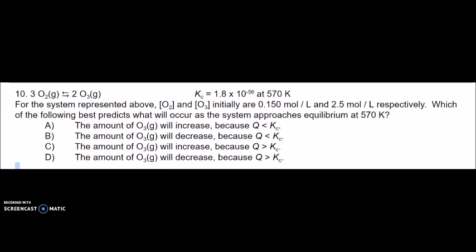So we have 3 oxygen gases producing 2 ozone gases. For the system represented above, we have the oxygen and the ozone initially at 0.150 moles per liter and 2.5 moles per liter respectively. Which of the following best predicts what will occur as the system approaches equilibrium at 570 Kelvin? Notice they give you a K value of 1.8 to the power of negative 56 and a temperature of 570 Kelvin. So study those answer choices, pause the video, come back when you're ready for the response.